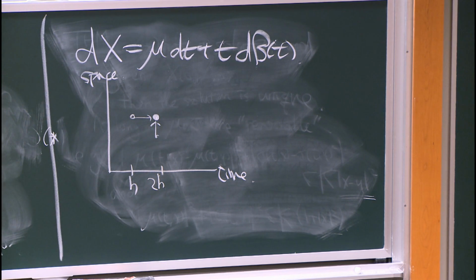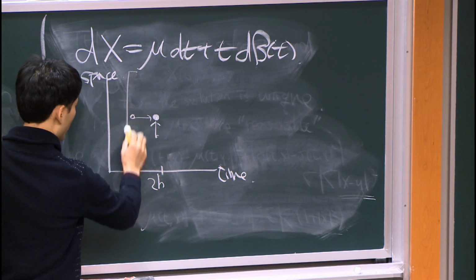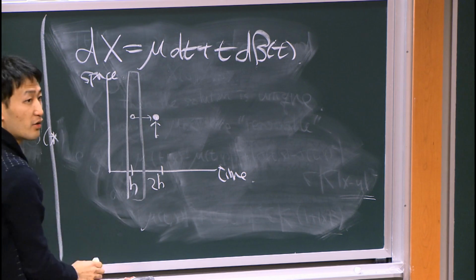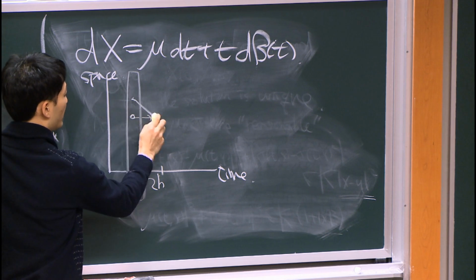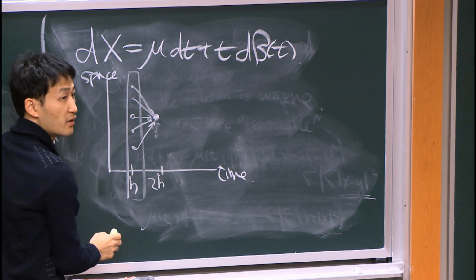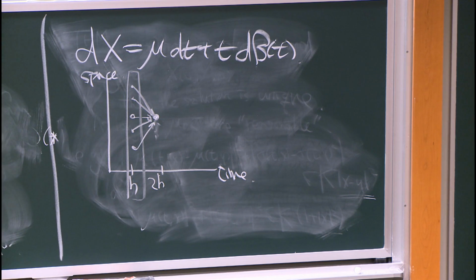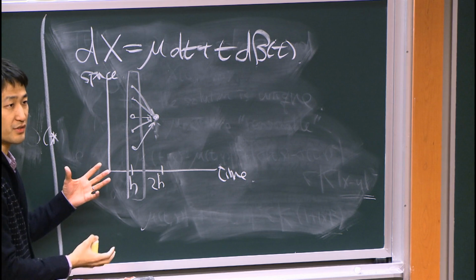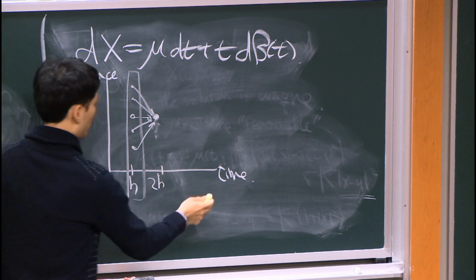But when it's stochastic, it could depend on everything. You don't know where it came from. This point could have come from here, it could have come from here, it could have come from here, it came from here. You don't really know. But what you know is you have a probability distribution.